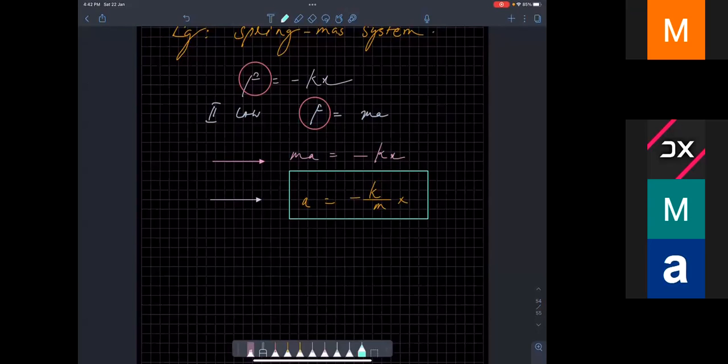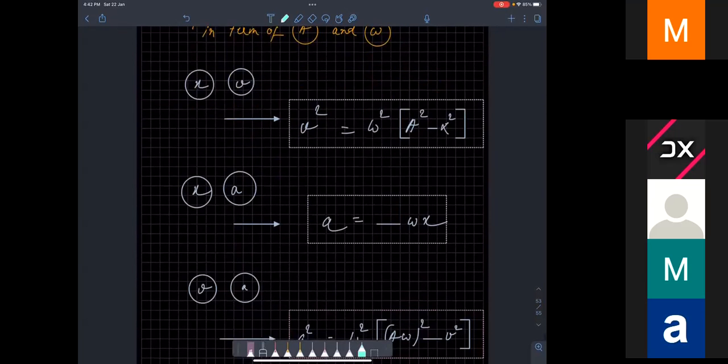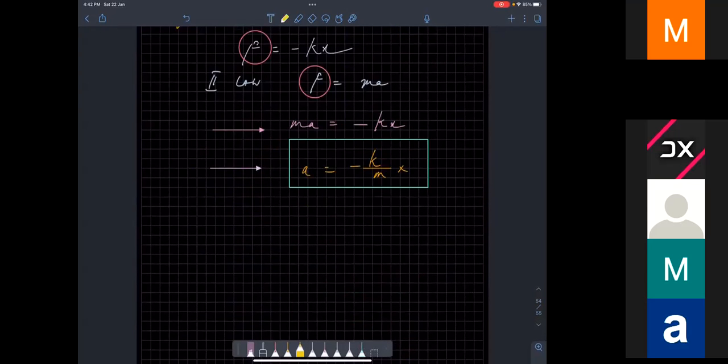Tell me the method. First we write the force equation, whatever the force is. Then we use Newton's second law and write F equals to ma. We equate both the equations, so we'll get ma equals to minus kx, a is equal to minus k by m into x. This is the standard SHM equation, a is equal to minus omega square x, so we compare it.